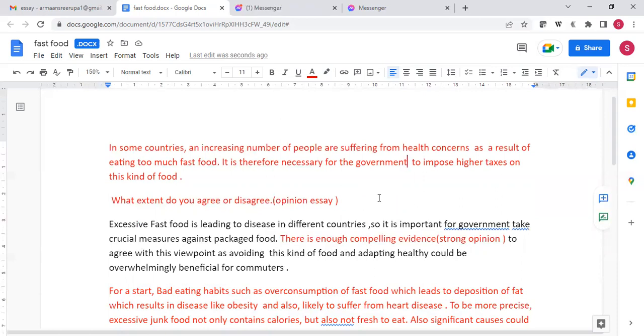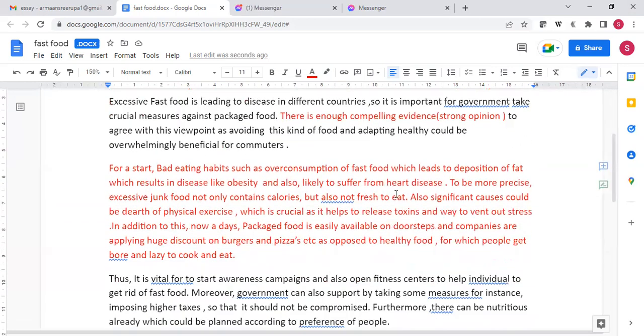Okay, ma'am. Is the content relevant to the question? The question is asking about a policy the government should be enforcing, imposing or levying higher tariffs on this kind of fast food. If you look at the content of this particular para, she talks about the causes of eating fast food and how it affects health.